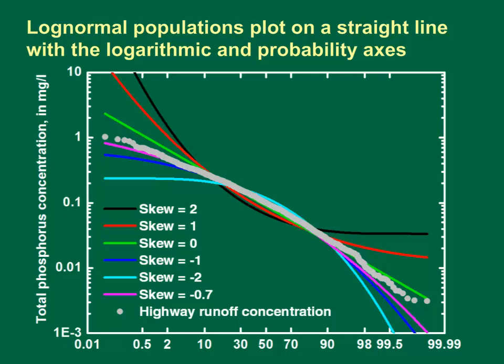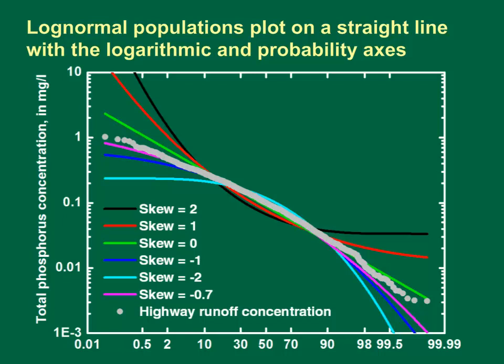The theoretical log-normal distribution is shown as the green line with a skew of 0. Theoretical log-normal distributions plot on a straight line with a logarithmic and probability axis. The pink line is the theoretical distribution of a log-Pearson distribution with a skew of minus 0.7 in log space. The gray dots are the highway runoff concentrations stochastically generated with these statistics. The simulated concentrations depart from the theoretical distribution because they are generated as a random sample and the percentiles are calculated based on the rank of the values rather than the frequency factor used to generate the values. The remaining lines show the theoretical distributions for populations with skews of plus or minus 1 and 2.